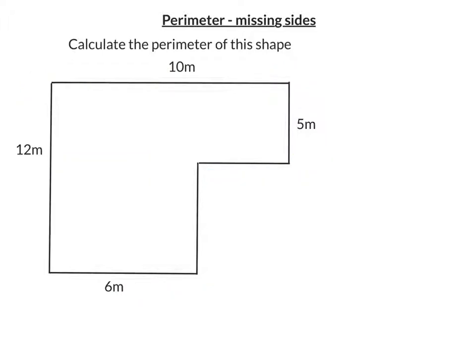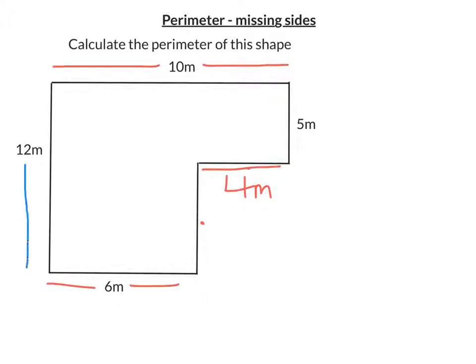Now let's work out the perimeter of this shape. So we've got two missing sides, this one and this one here. Now if we go across first, 10 meters along the top, so 6 plus this missing side must equal 10, so that's going to be 4 meters. And if we go down, we've got 12 along here, so 5 plus our missing side must equal 12, so this must mean that the missing side is 7.